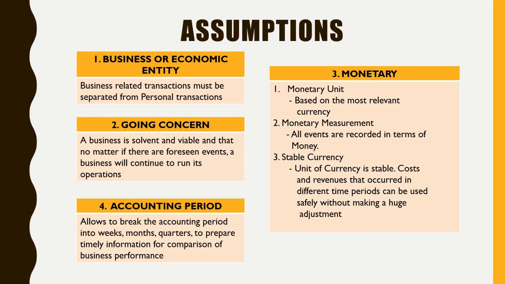Now, what makes up the monetary assumption is going to be using some kind of monetary unit. Obviously, we live in the United States, so our type of currency is going to be the US dollar, right? Number 2 is that when we journalize, we're going to journalize in terms of dollar value, okay? Because that's how we measure a business transaction.